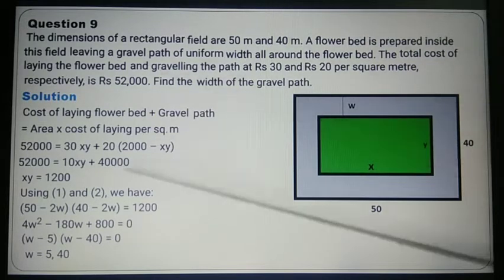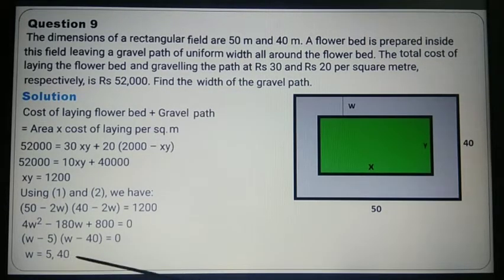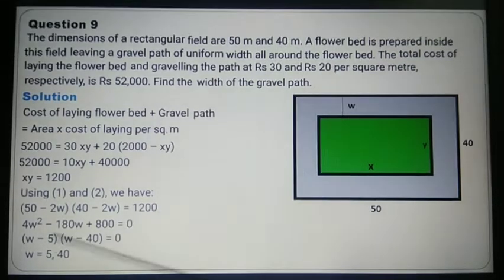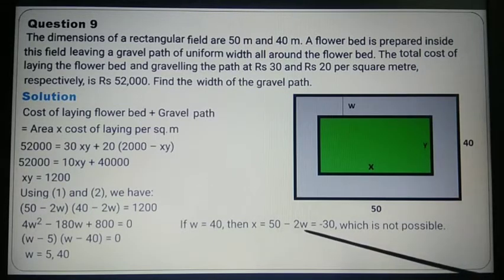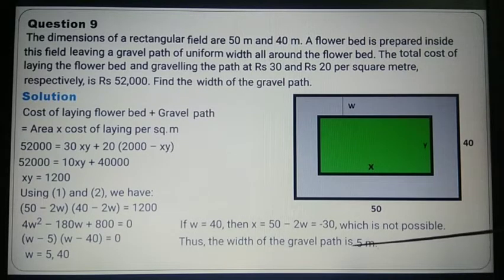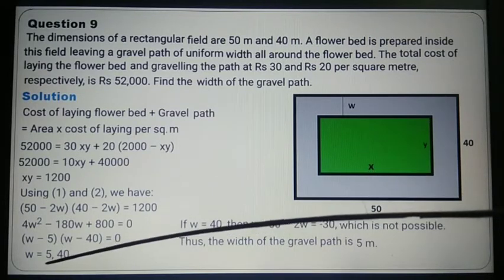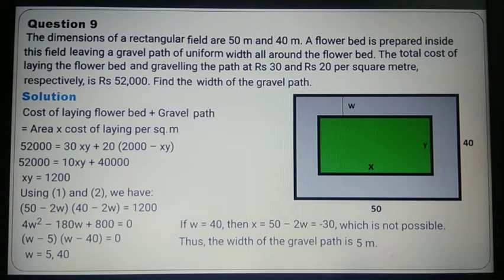Obviously width to be 40 meter is not possible because the breadth itself is 40, so that's why my value for width will be 5 meter. Okay, so if width is 40, then x, that is this one, is going to be 50 minus 2w, which is already there, and when you evaluate this will be minus 30, which is not possible. That also can be one reason. So that's why the width of the gravel should be 5 meter, not the 40. Okay, so pause the video to note down.